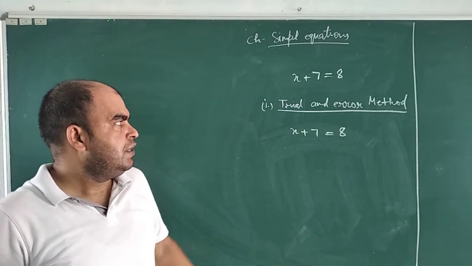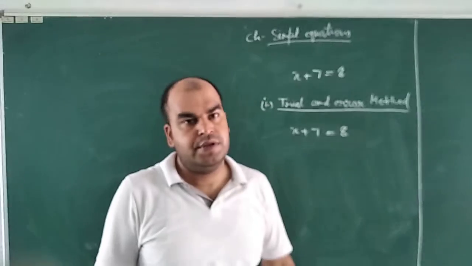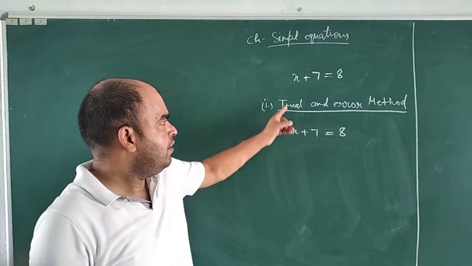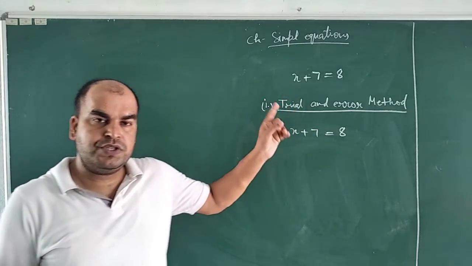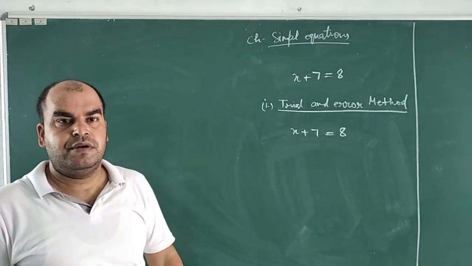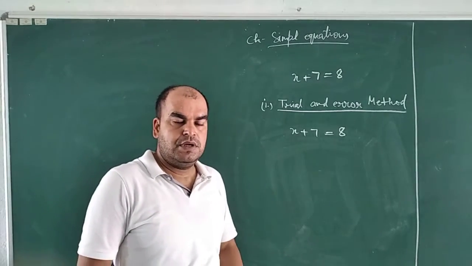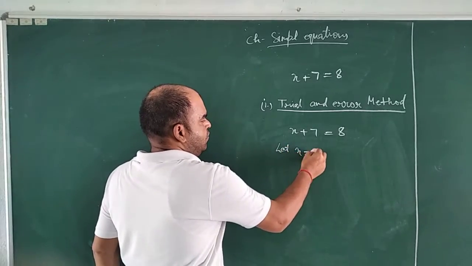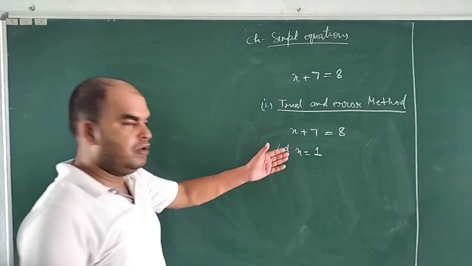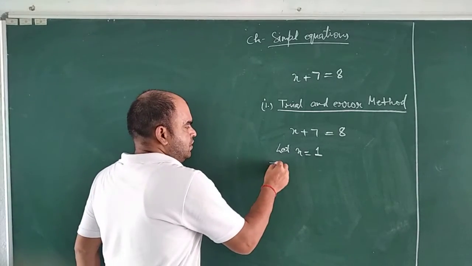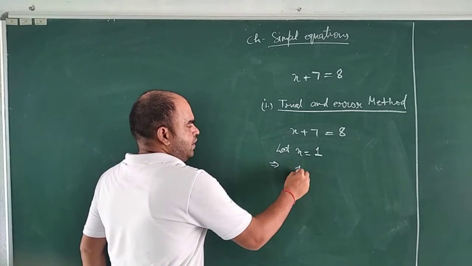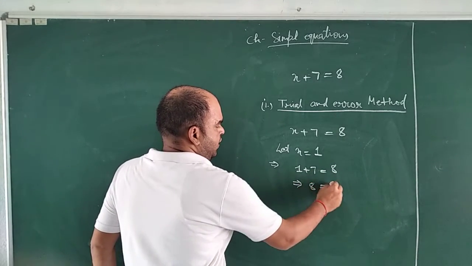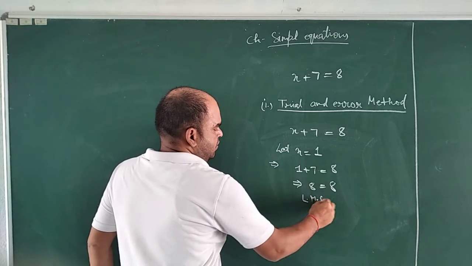The first method is the trial and error method. Suppose we have x plus 7 equal to 8, and we want to solve this equation by the trial and error method. Now this is very easy. You have to assume any value. Let x equal 1. If you put x equal to 1, you will get 1 plus 7 equal to 8. Now you can see 8 equal to 8. It means LHS equal to RHS.